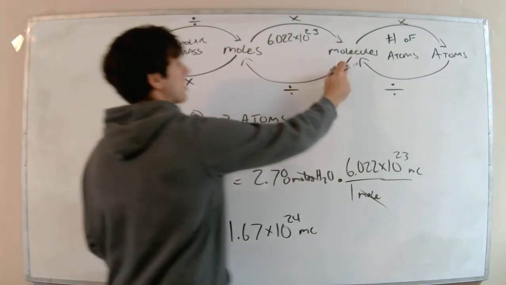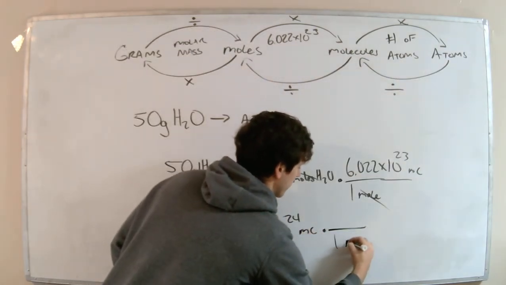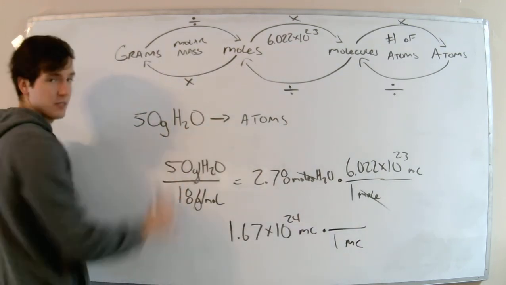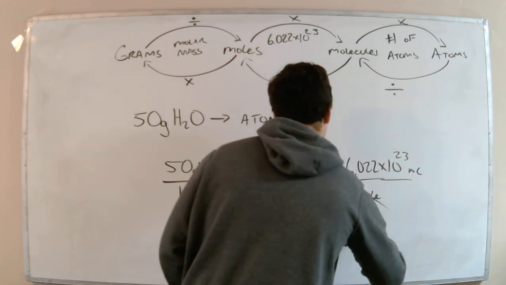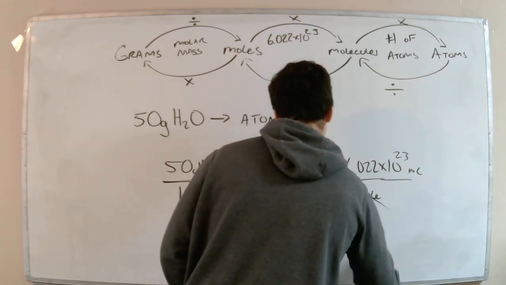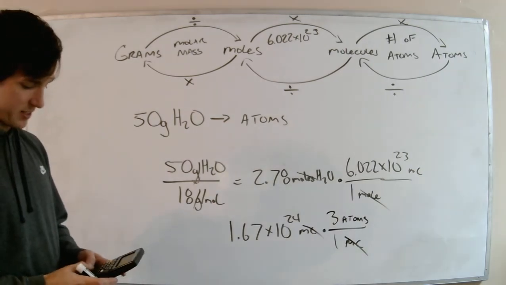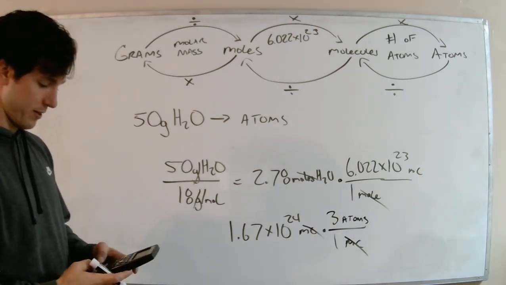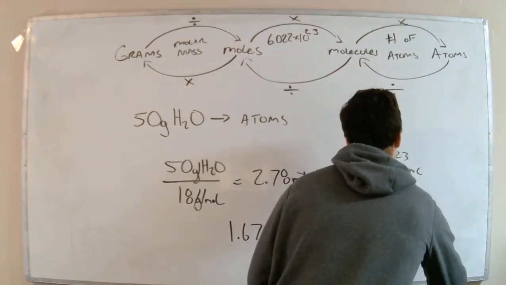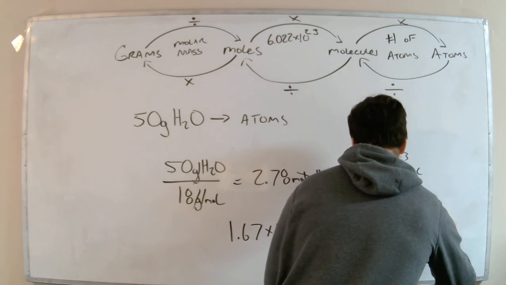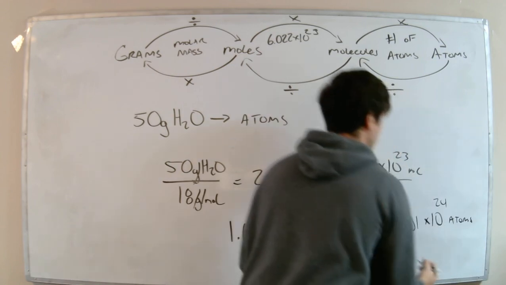So now I'm here and I'm trying to get to atoms. How many atoms are there in 1 molecule of H2O? 3. 2 hydrogens, 1 oxygen. So I just multiply that 1.67 times 10 to the 24th by 3, and you should get something like 5.01 times 10 to the 24th atoms.